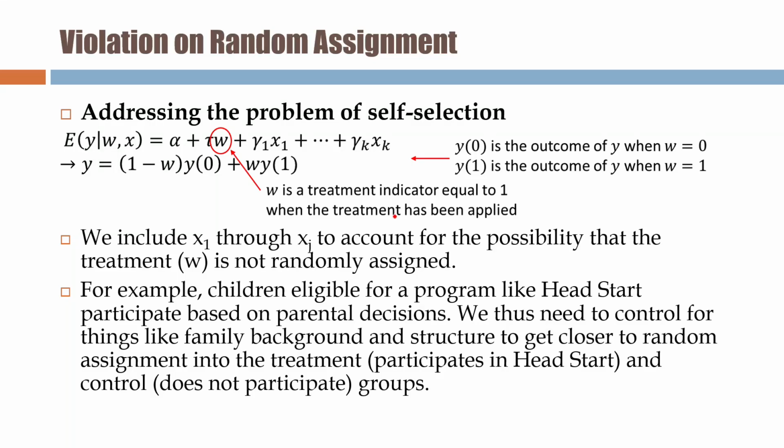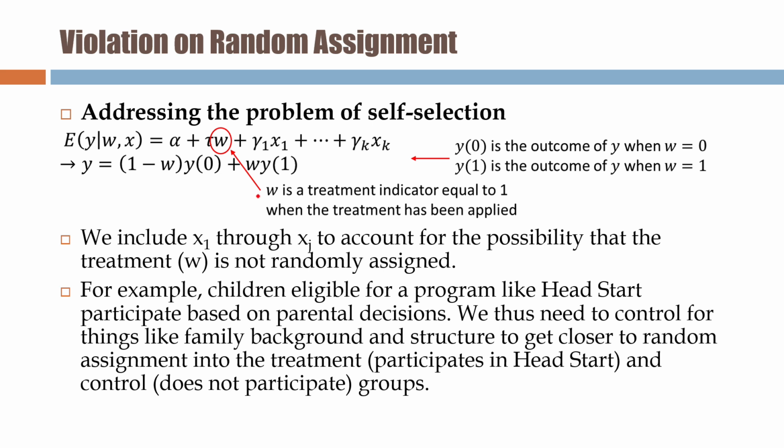So this is the violation of the random assignment. I already explained why most cases are not randomly assigned, because we just collected the information afterward. So our data makes it really hard to find out what the effect of the program is.